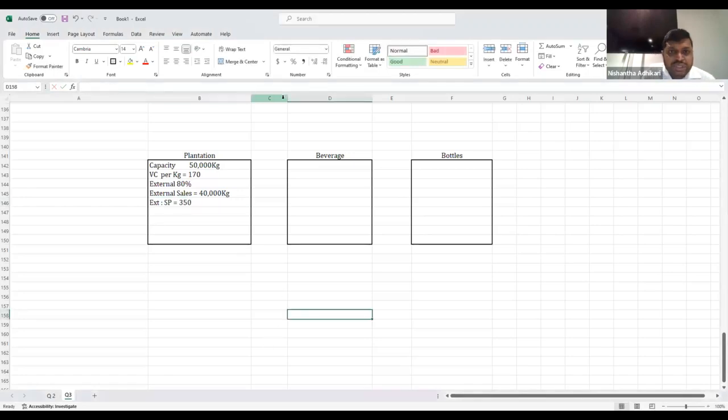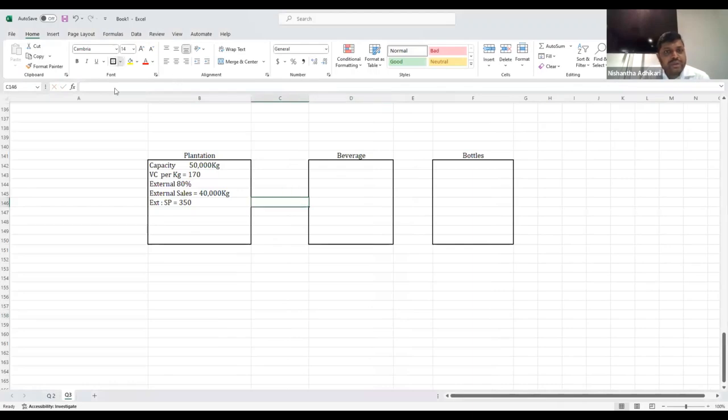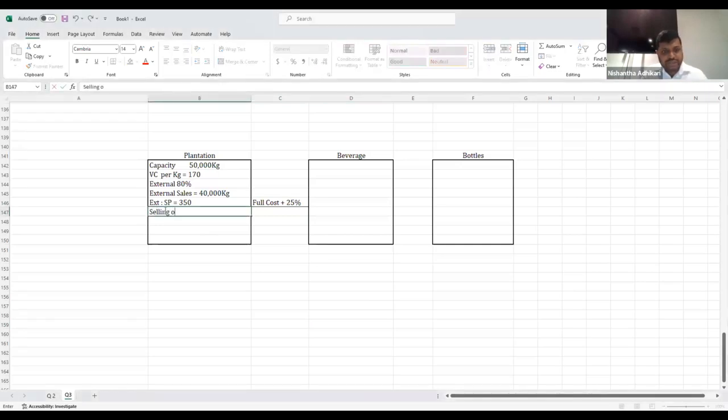Now this plantation division sells the product to the beverage division. How many units are they selling? The balance 20%, that means 10,000. There's no alternative local demand. Therefore, any unsold kilograms could only be sold internally at full cost plus 25% markup. If you sell internally, full cost plus 25% markup is the selling price. There's an extra selling cost for external sales of 20 rupees per kg.